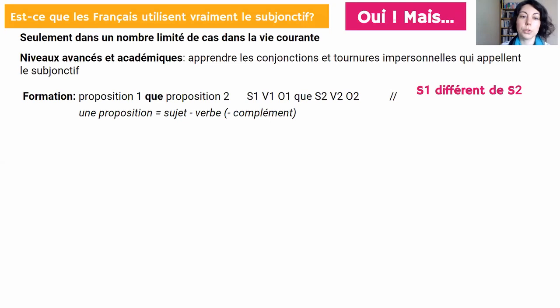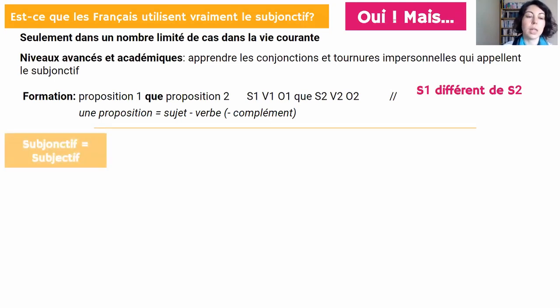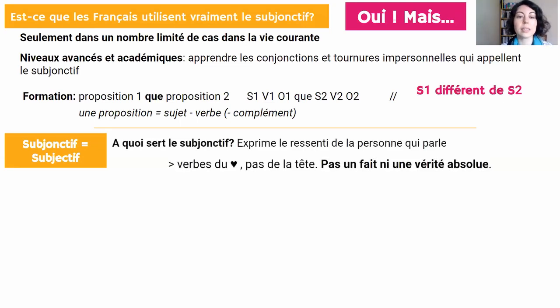And when you can't avoid having two different subjects, that's where you need subjunctive. And what you need to remember is that subjunctive is what I call subjective. So we created it to express our feelings or thoughts, but nothing that's for sure, nothing certain. It's all like feelings. It comes from the heart, not from the head. It's not a fact. It's not absolute truth. It's more like a feeling or a gut feeling or impression.